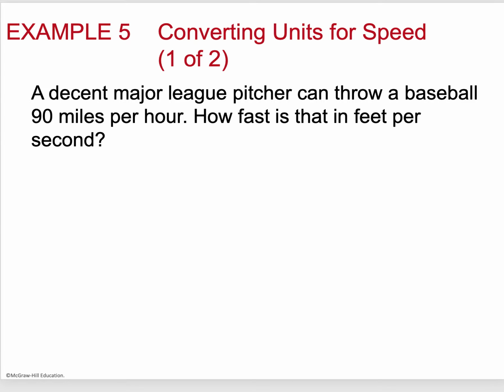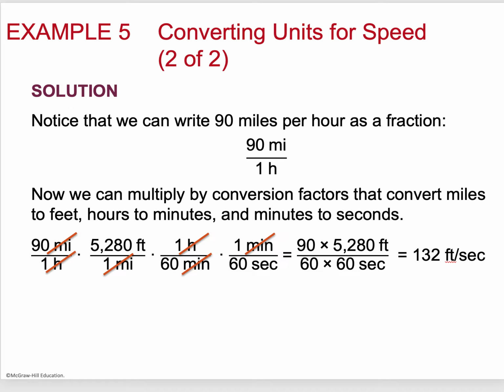So what if I want to convert for speed? This time, what's different in this problem is I have 90 miles per hour. I have 2 measurements. I have a length measurement and I have a time measurement. How fast is that in feet per second? So I want you to take what I said about conversion factors and set that in the back of your mind, because it doesn't work accurately here.